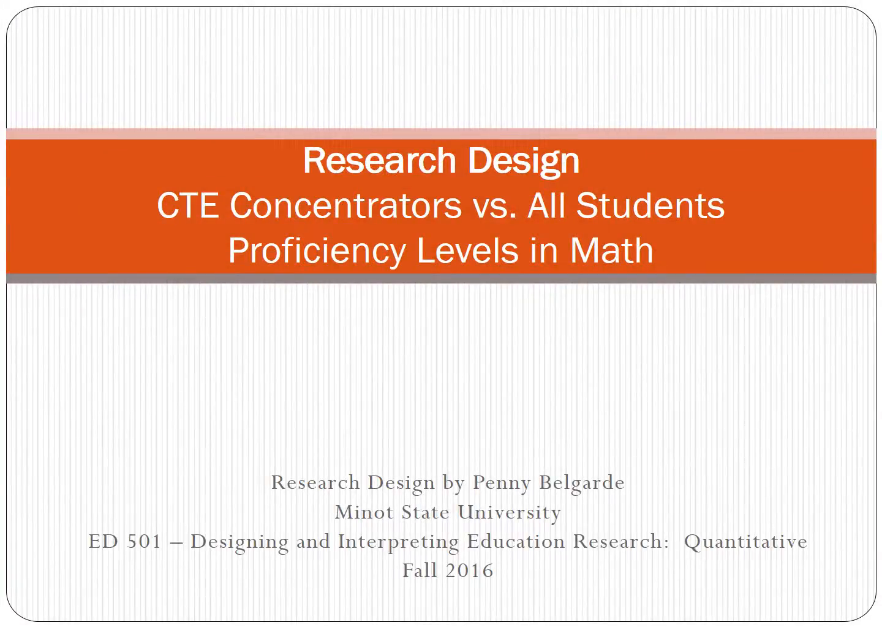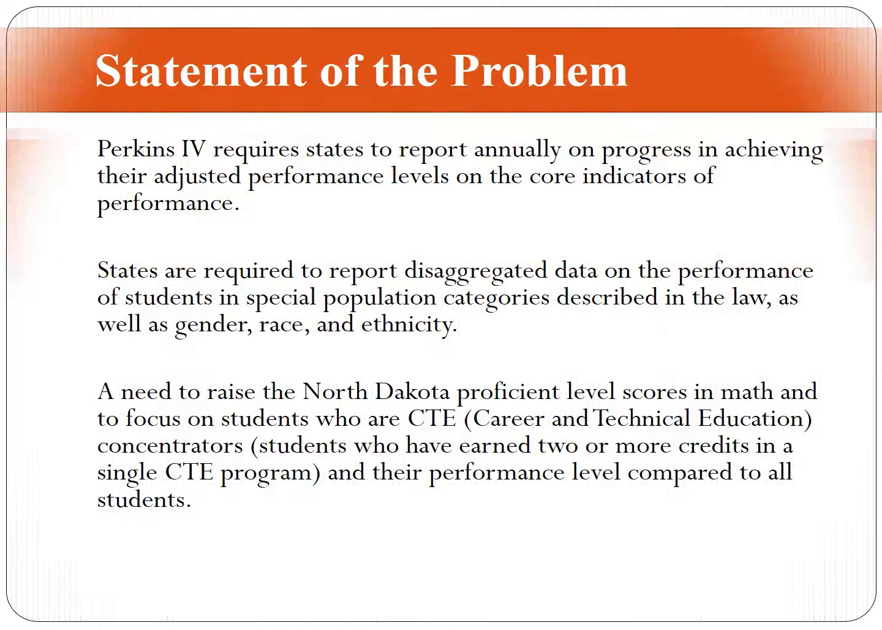My research design is on CTE concentrators versus all students on proficiency levels in math. The statement of the problem in this research design is that Perkins requires states to report annually on progress in achieving their adjusted performance levels on the core indicators of performance. So states are required to report disaggregated data on the performance of students in special population categories described in the law, as well as gender, race, and ethnicity.